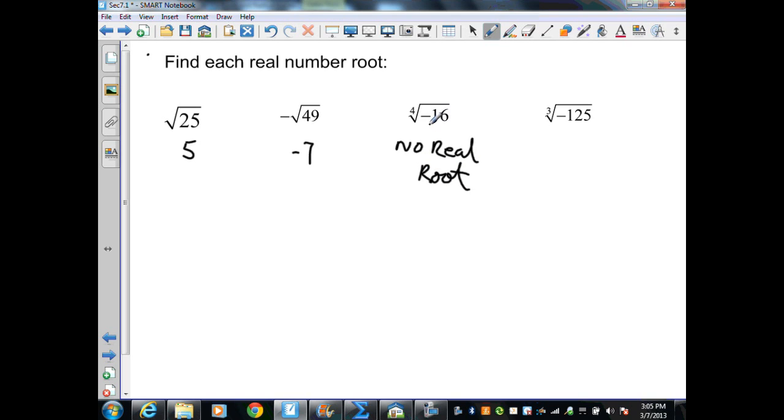I cannot have a negative radicand with an even index. My last one, the cube root of a negative 125, the real root of that is a negative 5.